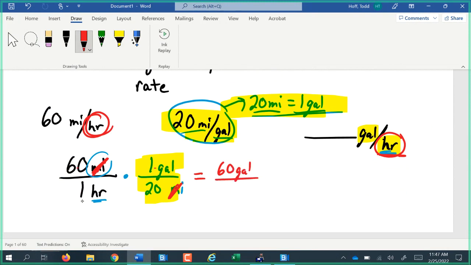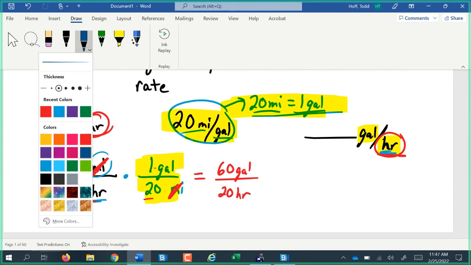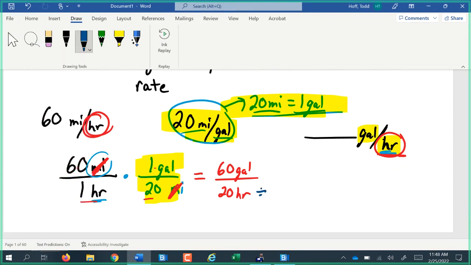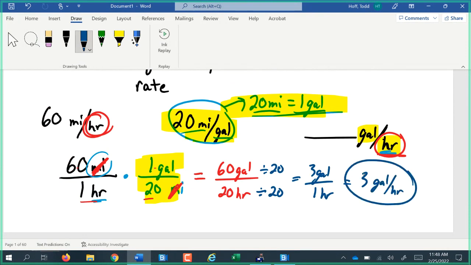On bottom, we have 1 hour times 20. That's 20 hours. And once again, we want to reduce this, like we do with all rates, down to a unit rate. So we're going to divide by the numerical portion of the second number, in other words, just the 20. 60 gallons divided by 20 is 3 gallons. 20 hours divided by 20 is 1 hour. So that is 3 gallons per hour as our unit rate.